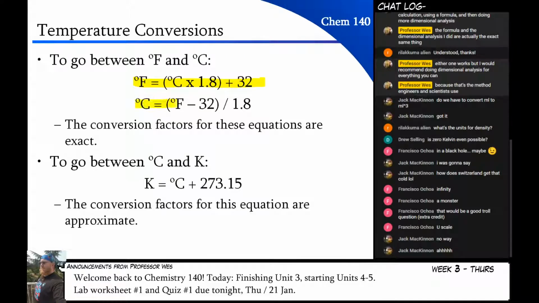I think that's much more useful, but here are the formulas, just in case you wanted them. For these equations, the conversion factors are all exact. What that means is that however many decimal points you put in is how many decimal points you'll get out, after you do the multiplication, of course.